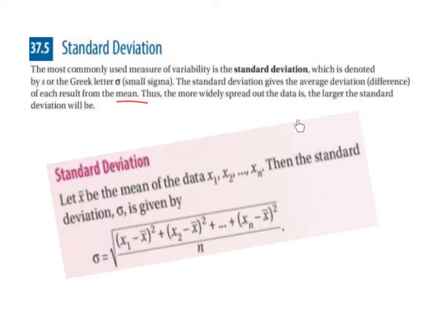So this is the formula for standard deviation. Let x bar be the mean of the data x1, x2 up as far as xn. Then the standard deviation, or sigma, is given by sigma equal to the square root of x1 minus the mean squared plus x2 minus the mean squared plus ... up as far as xn minus the mean squared. And this is all divided by n.